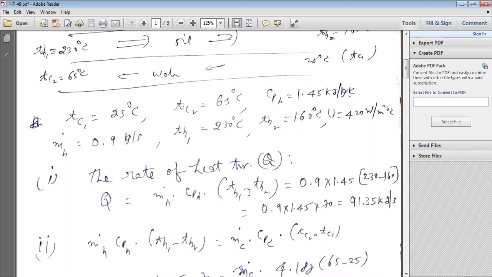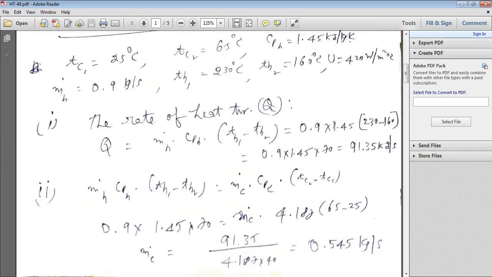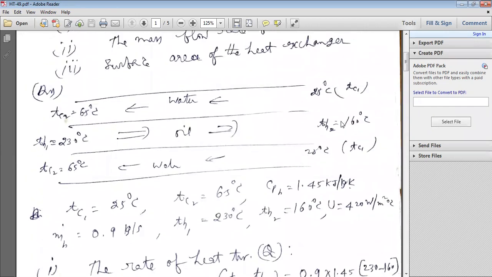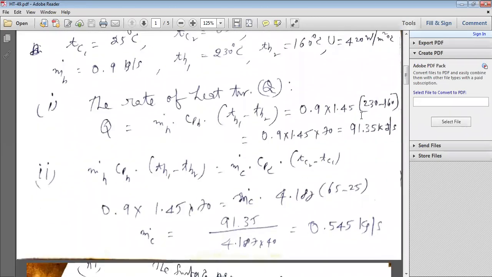Into the temperature of the oil at the inlet, TH1, 230 degrees centigrade, that is 230 minus the temperature of the oil at the outlet, 160 degrees. That's why 0.9 into 1.45 into 230 minus 160. From this, you get the rate of heat transfer Q. That is, this much heat is given by the hot oil, 91.35 kilojoules per second. But where is it going? It is taken over by the cold fluid.